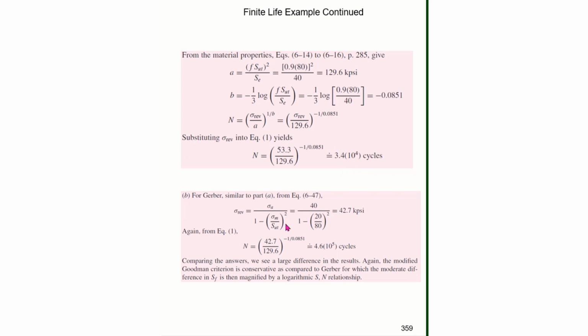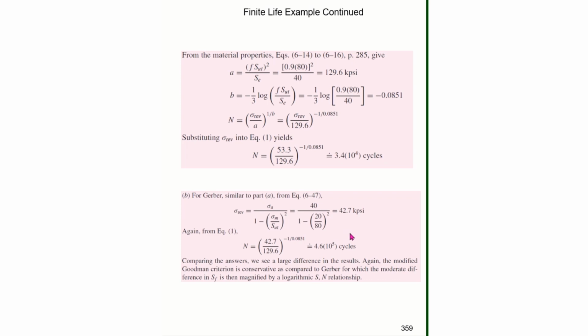Now, the Gerber is usually moderate and not necessarily a conservative answer. The modified Goodman gives us a conservative answer in most all cases, and in fact, it often gives too conservative of an estimate. So that's why we see a big difference here, and it's important that if you were to do this design, you may want to look at several versions of the safety factor equation or failure theories and get a feel for the difference in the number of cycles based on the different failure theories.